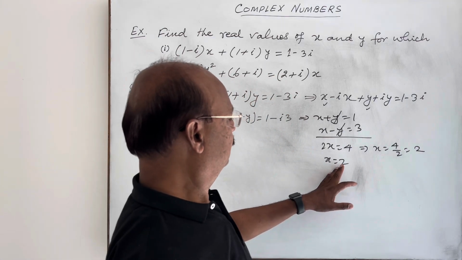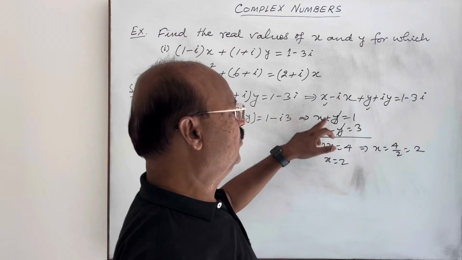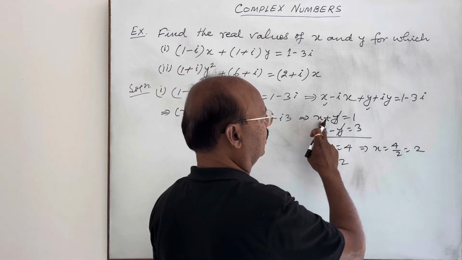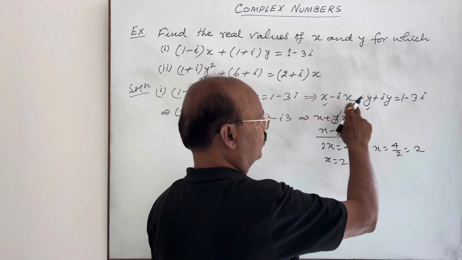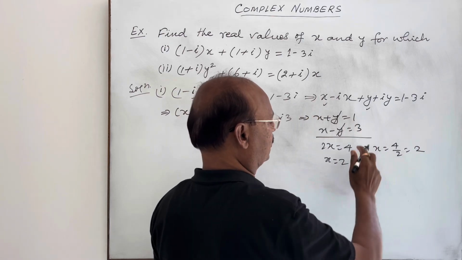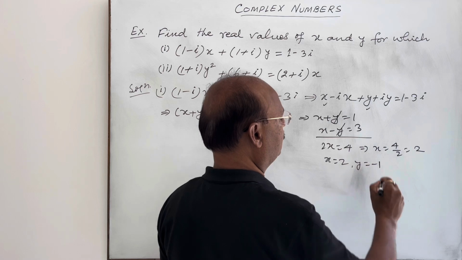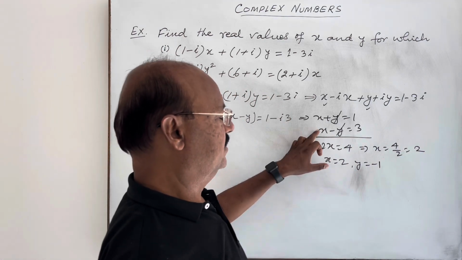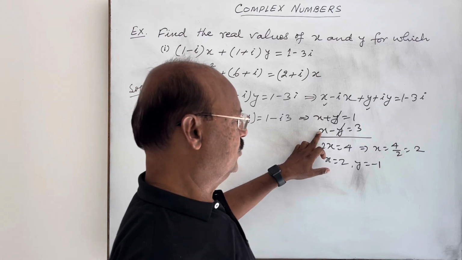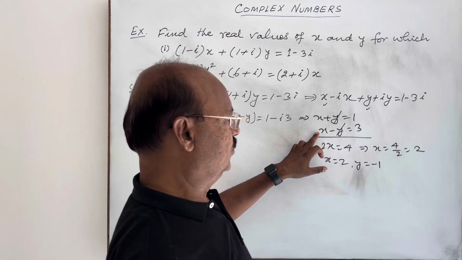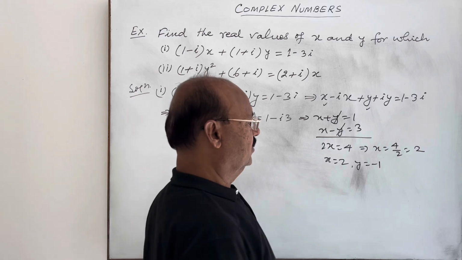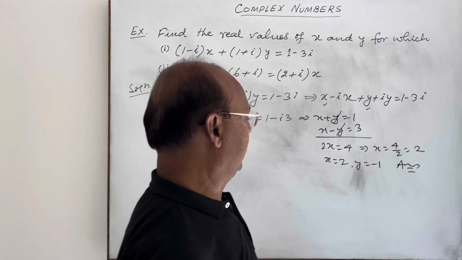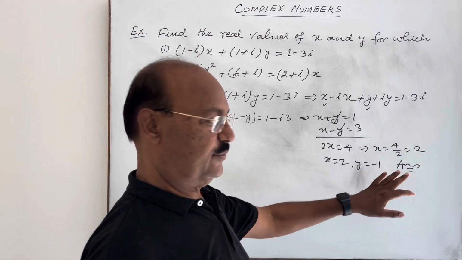Now we can put the value of x in any one of these two equations. If you put x = 2 here, then 2 will be transposed to this side, so y = 1 − 2 = −1. So y is equal to −1. This value will satisfy the other equation also. x is 2 and y is −1, so 2 − (−1) is 3. So this is the answer. The values of x and y are 2 and −1 respectively.